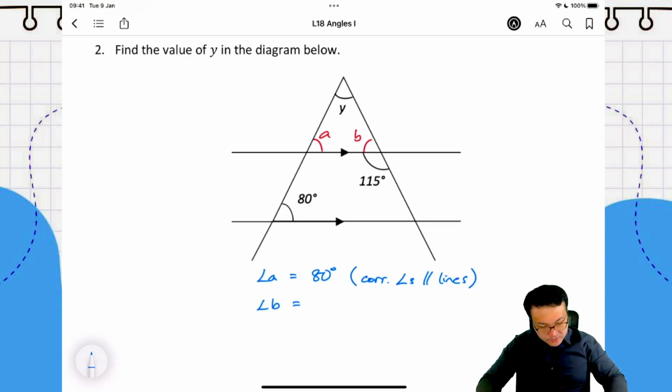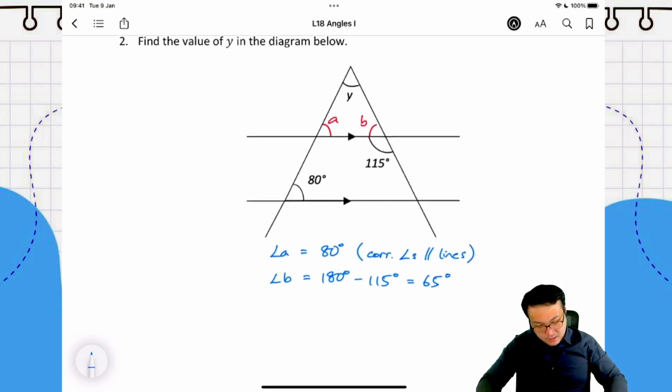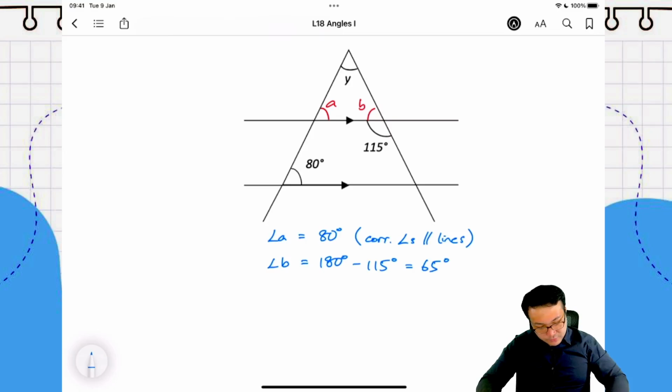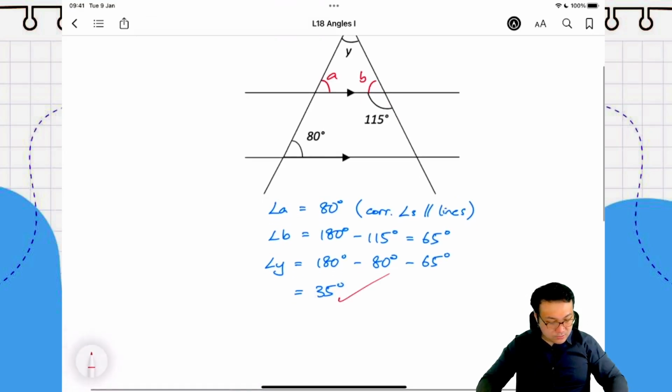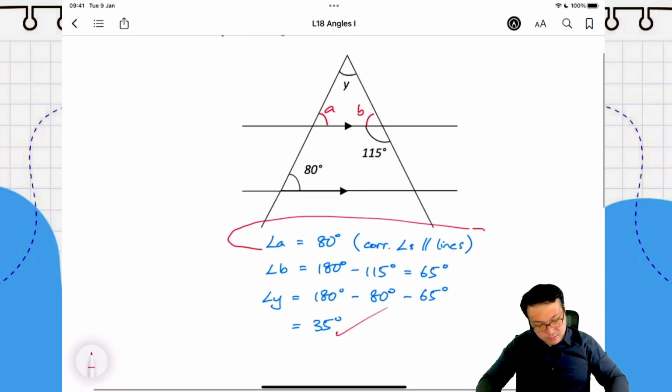Okay, so if you want to find angle B, you just take 180, which is a straight line, minus 115. You'll get 65. Okay? So, if you want to find angle Y, you just need to take the total sum of angles in a triangle minus angle A minus angle B. And you will have your final answer, 35 degrees.